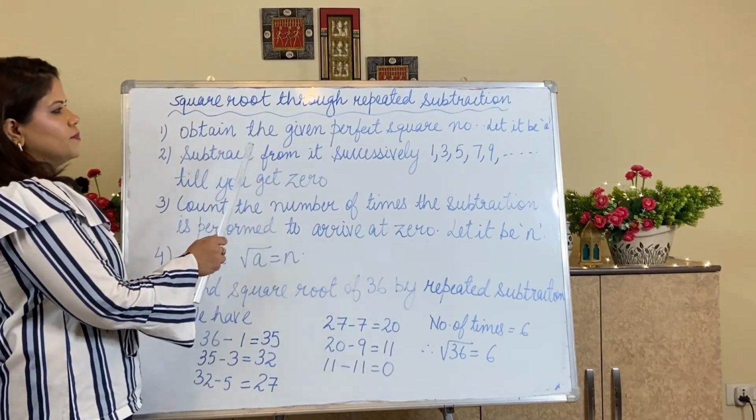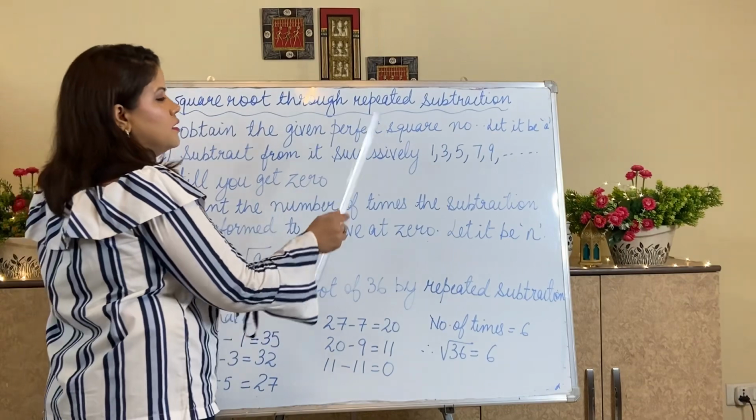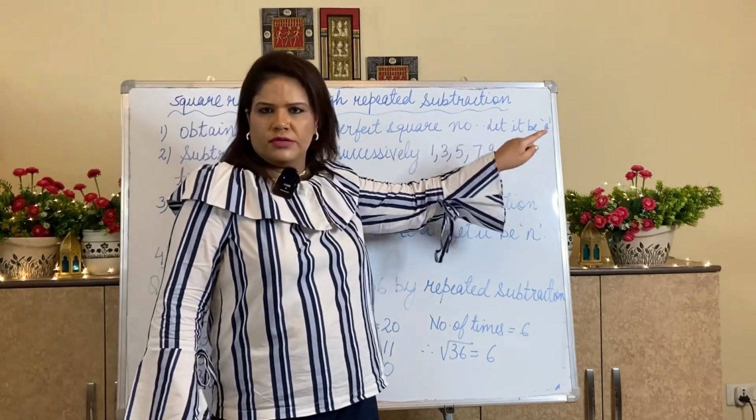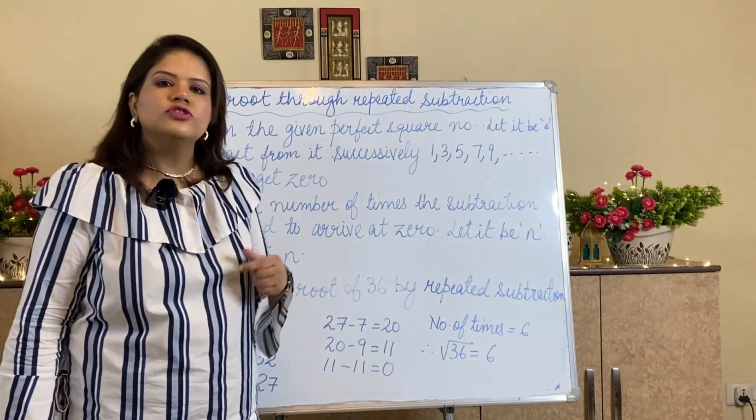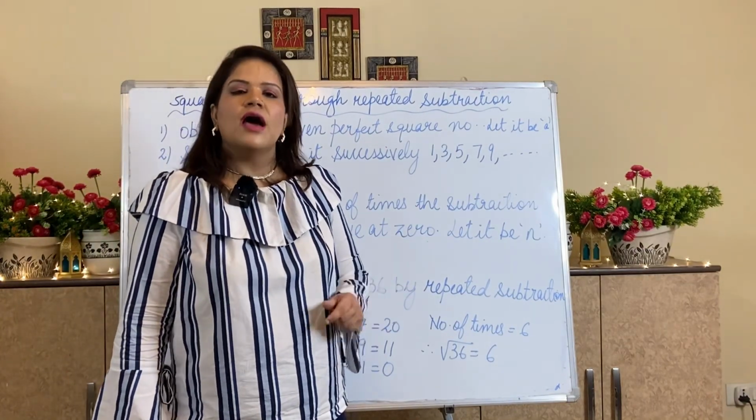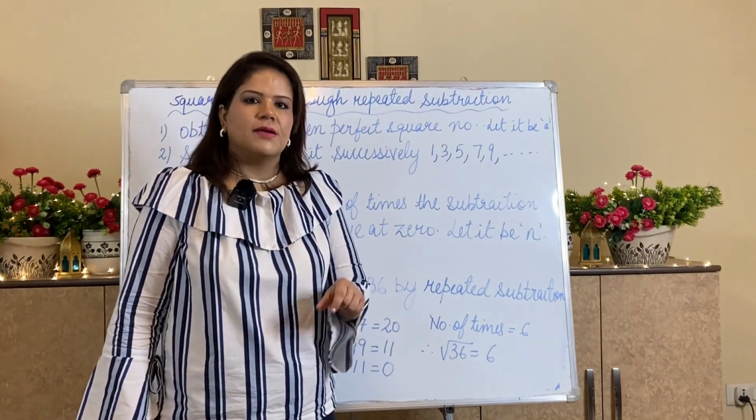Obtain the given perfect square number. I'm naming it for timing as A. I'm taking any number for which I have to find the square root, and for the timing I have taken that number as A.